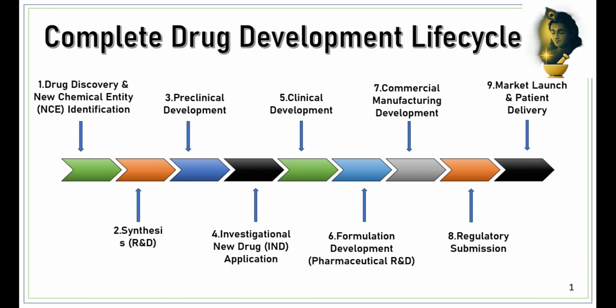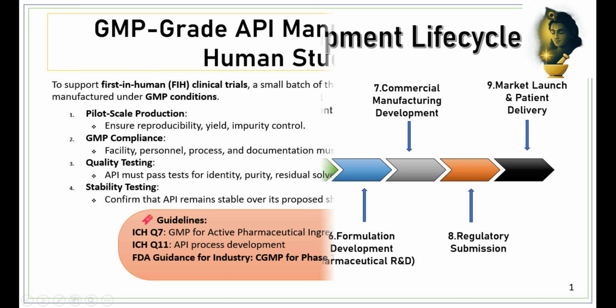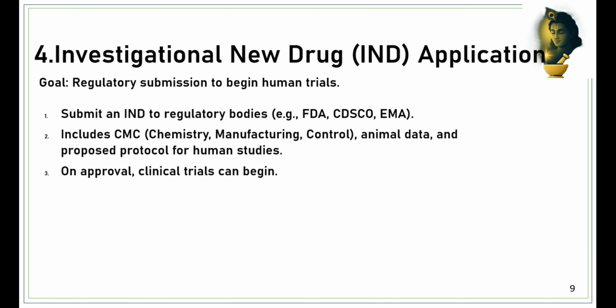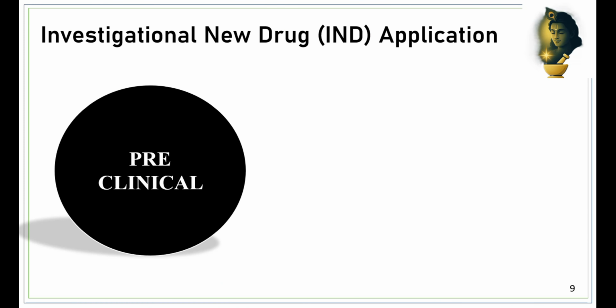In our last video, we discussed how GMP grade API is manufactured to ensure safety and consistency before it enters human studies. Now, we move on to the next major step in the drug development life cycle, the Investigational New Drug application, that is IND. The IND marks the official transition from preclinical to clinical development.